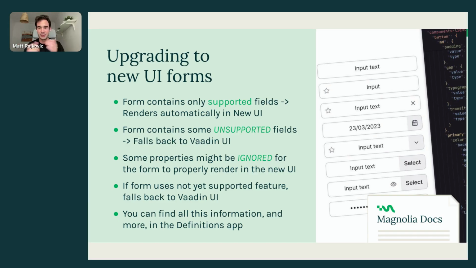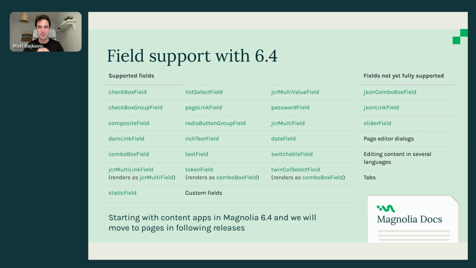So it's very easy to debug what exactly is happening here. When it comes to the fields that are already supported, here's a list on the left of fields that are already covered by accessible forms, and if your form contains only these fields, then it actually updates automatically. And on the right side, you see a short list of the ones that are not yet updated and not yet supported. So in case your form contains those, the form continues to work only on the old UI.